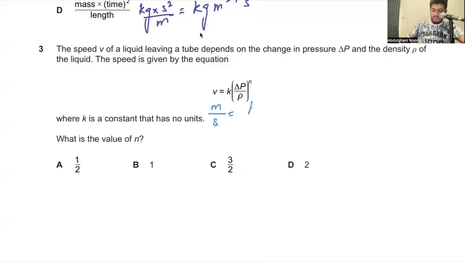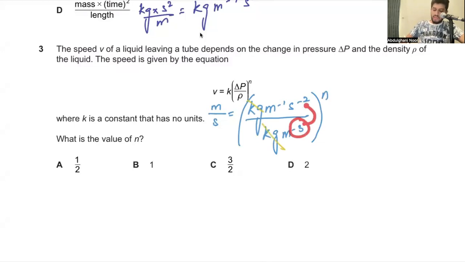Change in pressure is kilogram per meter per second squared divided by density, which is kilogram per meter cube, the entire thing raised to the power n. This kilogram cancels out with this kilogram. This minus 3, when I shift it to the numerator, it becomes plus 3, and plus 3 minus 1 equals plus 2. So that gives me meter squared per second squared, the entire thing to the power n.